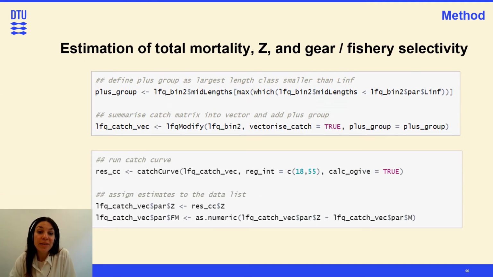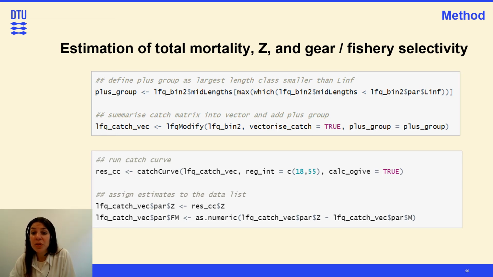The total mortality rate is estimated with a sample of the catch, representative for the whole year. Besides changing the bin size, the function LFQModify allows to rearrange the catch matrix into this required input format and also for optional pooling of the largest length classes into a plus group. The catch curve can then be applied to the vectorized dataset.